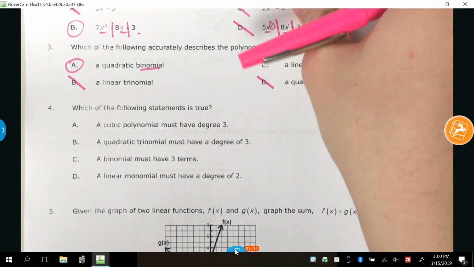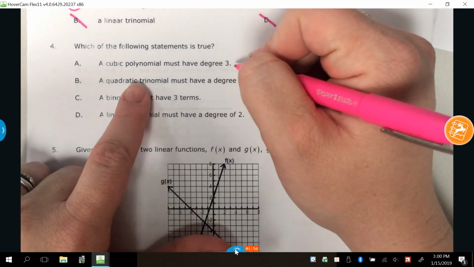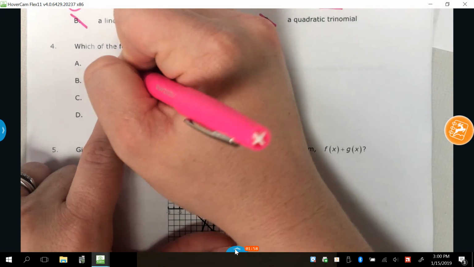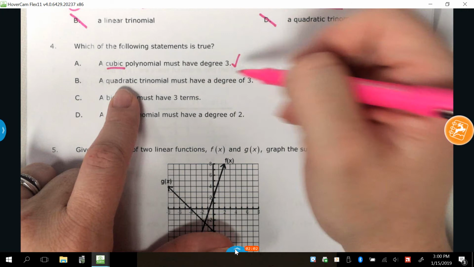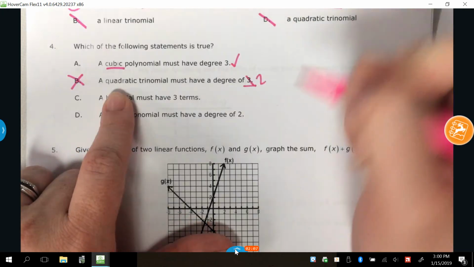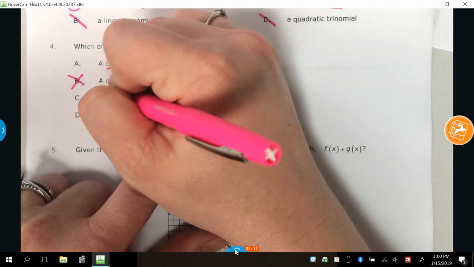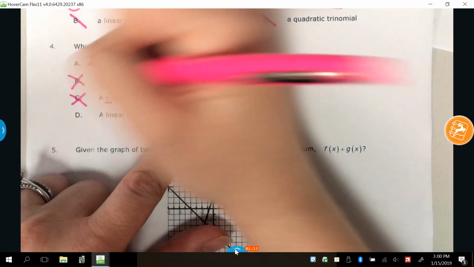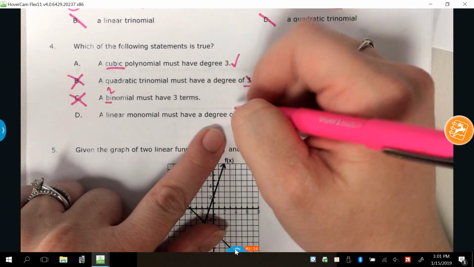Okay, number 4, which of the following statements is true? A cubic polynomial must have degree 3. Well, cubic does have degree 3, so this is right. Quadratic trinomial. Quadratic is a degree of 2. This has 3, so that's wrong. A binomial must have 3 terms. Well, bi means 2, so this is wrong. And a linear monomial must have a degree of 2. Well, linear has a degree of 1, so this is wrong. So A is my answer.